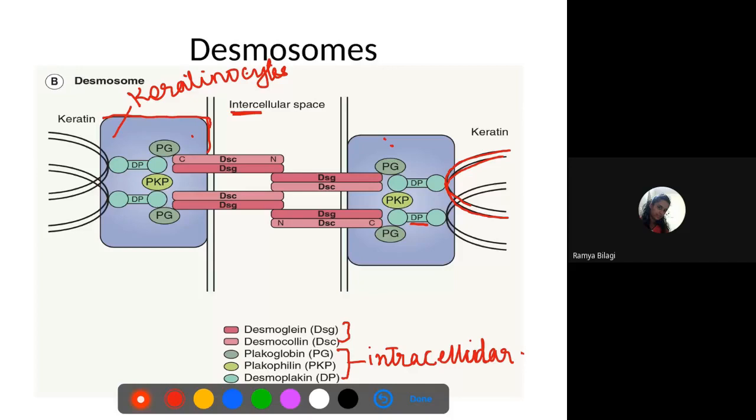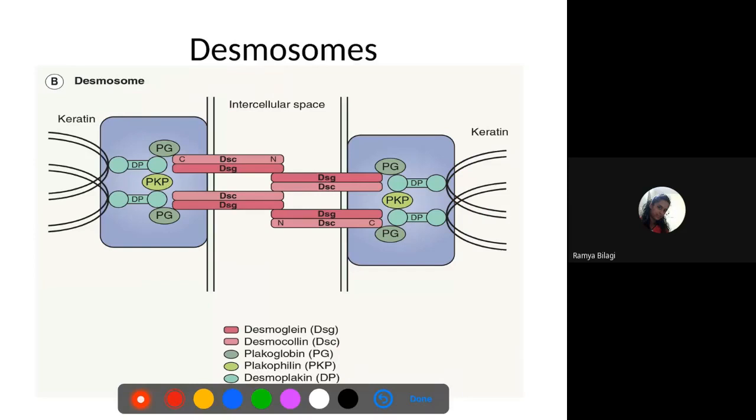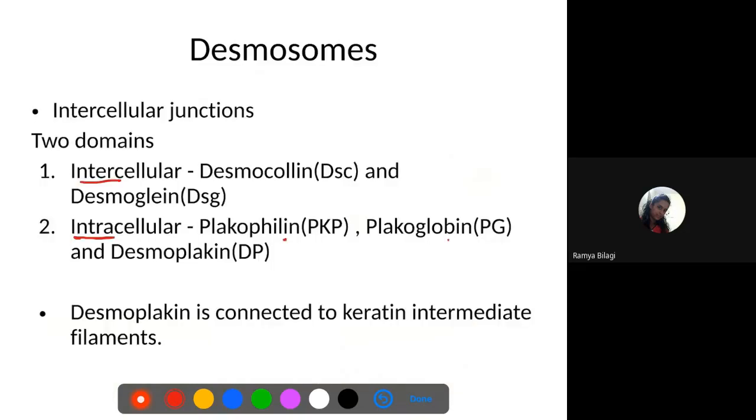I hope it is very clear to you guys. So I shall brief it again. Desmosomes are intercellular cement or intercellular connecting substances. They have two domains, one intercellular and the other intracellular. Intercellular, they have desmoglein and desmocollin. And intracellular, there are plakophilin, plakoglobin, and desmoplakin.